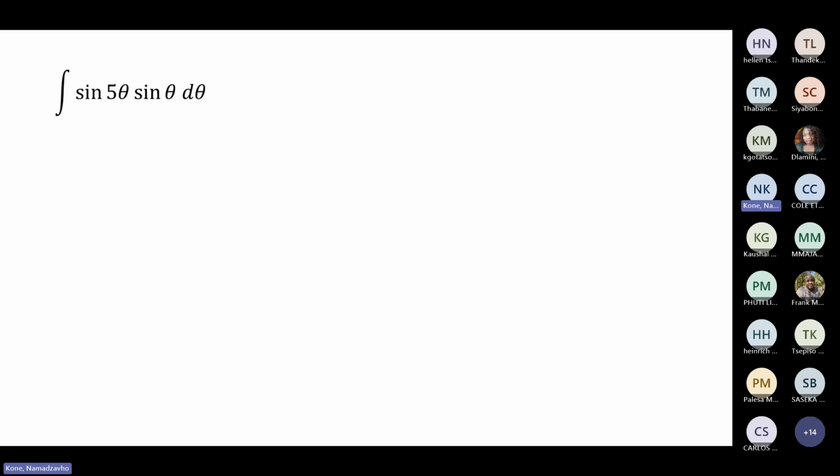Any suggestions? We've got sine of different angles. It's sine of 5 theta, and it's not the same as sine theta, so the angles are not the same. If maybe it was sine theta multiplied by sine theta, we'd just make it sine squared theta and see about our identities and so on. But here we've got two different angles. Any suggestions?